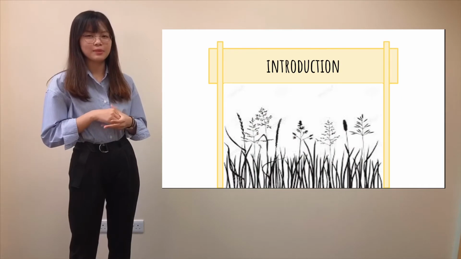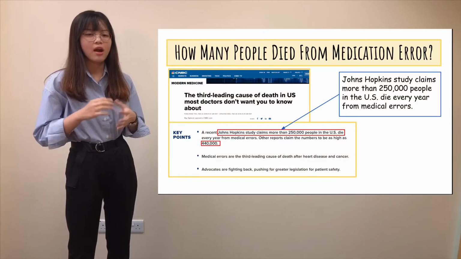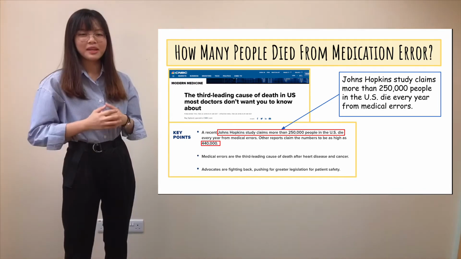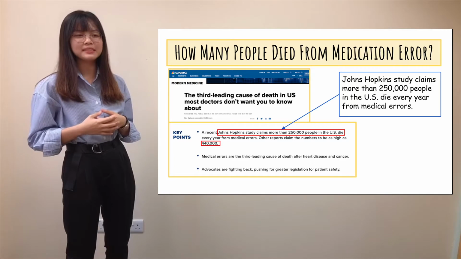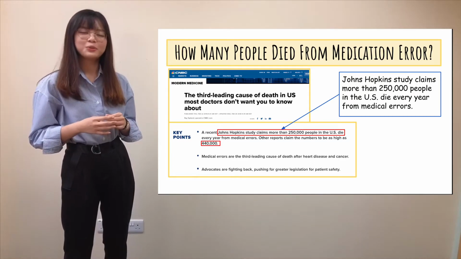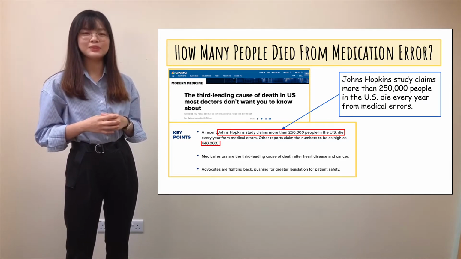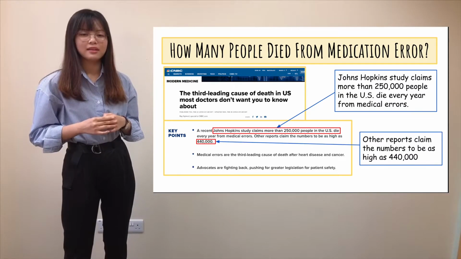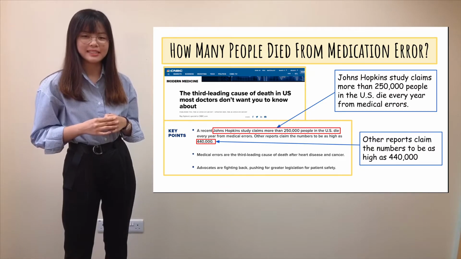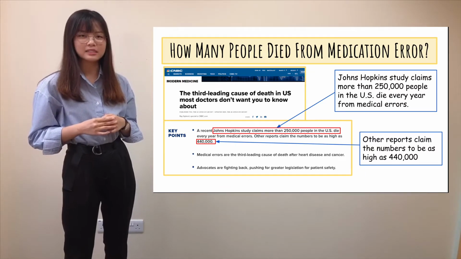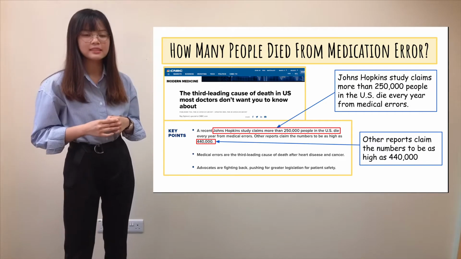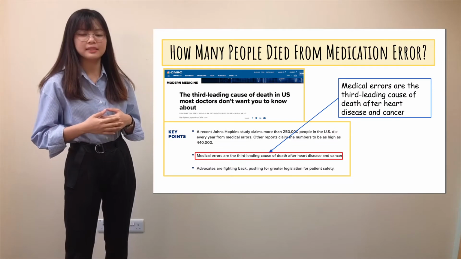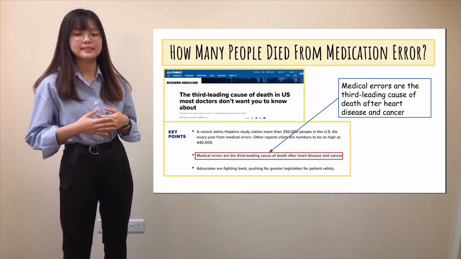Now we're going to talk about the introduction. How many people died because of medication error? From CNBC, a Johns Hopkins study claims that more than 250,000 people in the US die every year because of medication error, and other reports claim that the number can be as high as 440,000. Medical errors are the third leading cause of death after heart disease and cancer.